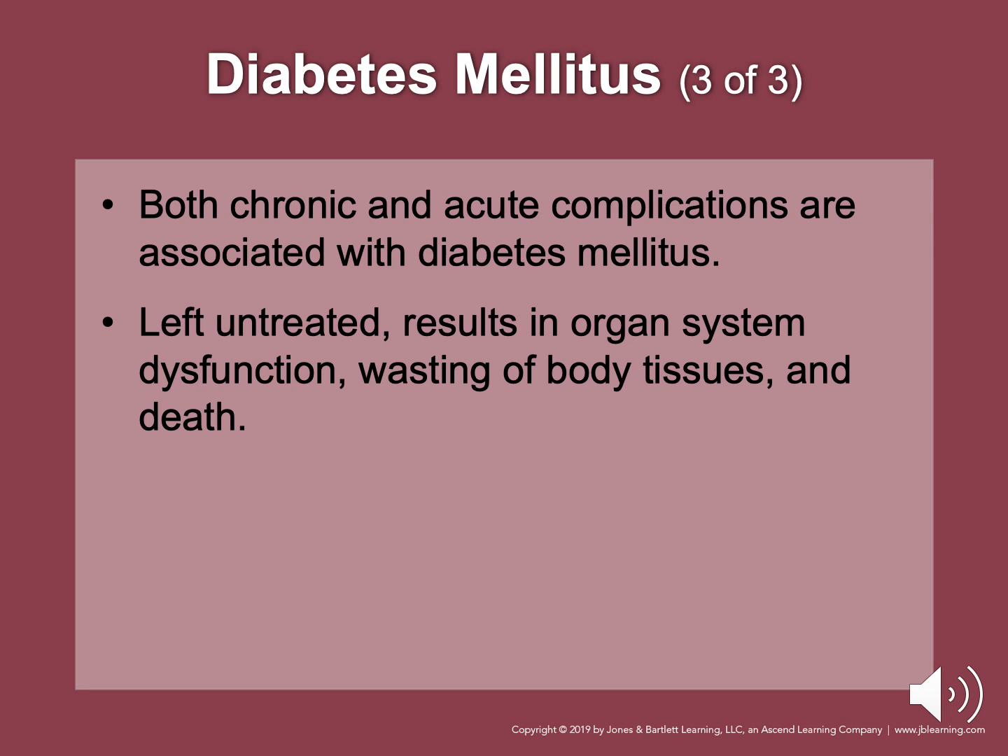So there's two forms. Type 1 is formerly known as juvenile onset diabetes. It is the type we'll go over first. Type 2, formerly known as adult onset diabetes. Pre-diabetes is now recognized as a warning sign that may proceed to development of type 2 diabetes.